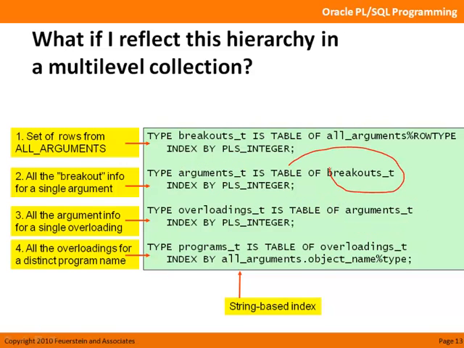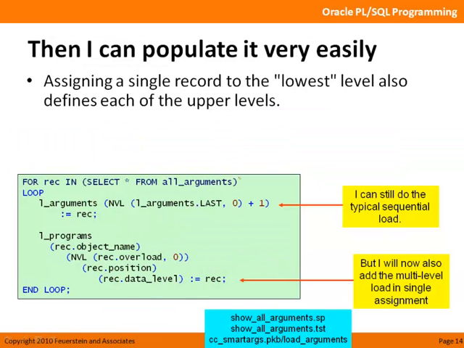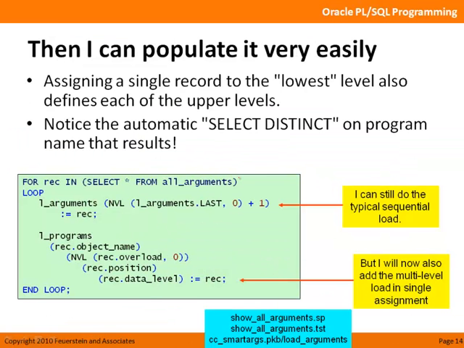The breakouts are the actual rows in the all arguments table. For a scalar parameter, it's a one-to-one relationship. There's one breakout per argument. But for non-scalars, I might have multiple rows of information for a single argument. So there's my 4-level nested collection. And once I made this change, I found that it was, first of all, really easy to populate this complex collection. It looks like it would be really difficult, but it wasn't at all.